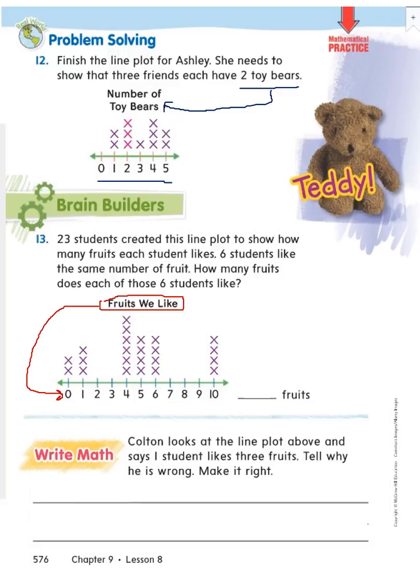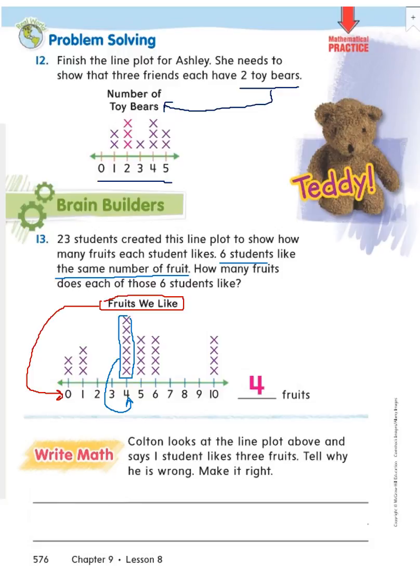Okay, here we go. The answer is 4. How do we know? Well, it says here, 6 students like the same number of fruit. Well, here we've got 6 students right here. I see 6 X's. And they all like how many fruits? 4. Let's look at the bottom.